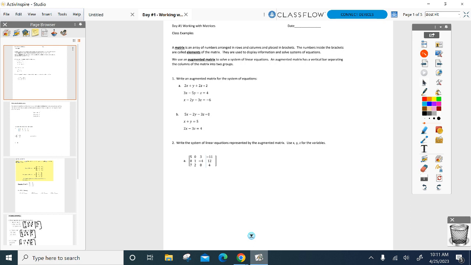All right, so first here, 1A, write a matrix for these systems. First thing, you got your big brackets around. Inside, we're going to fill it up with numbers that are in rows and columns. Where do I get those numbers from to fill it in? The equations. It's the numbers out in front of all the variables. So take that first equation here with me: 2x plus y plus 2z equals 2. I don't want variables in the matrix. I want the coefficients, the numbers in front.